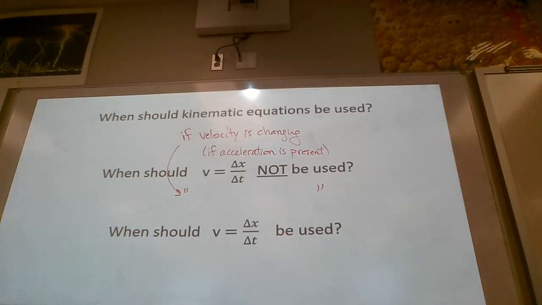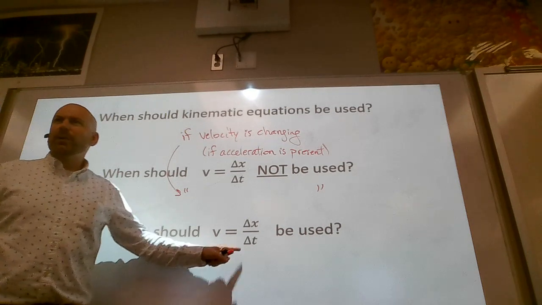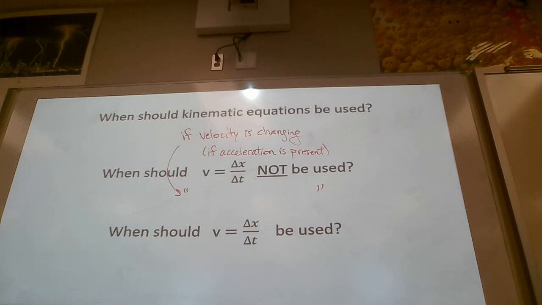Same thing. Velocity is changing or there's acceleration. Do not use velocity is equal to displacement over time. So is this equation junk? Like, oh, can't ever use that. This is broken. Is there an appropriate time when we could use this equation? When is that?